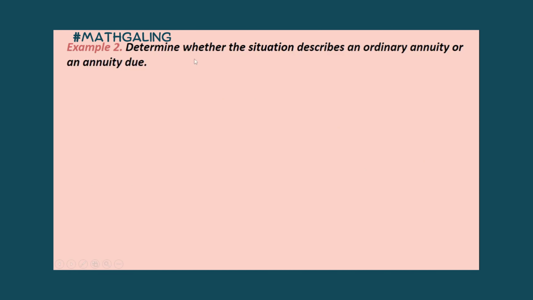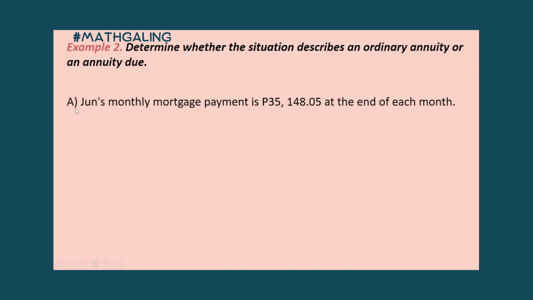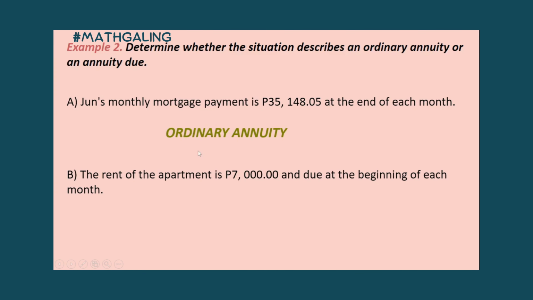Example 2: determine whether the situation describes an ordinary annuity or an annuity due. A. June's monthly mortgage payment is 35,148.05 at the end of each month. It is an ordinary annuity because it is the type of payment that is made at the end of each payment interval. B. The rent of the apartment is 7,000, due at the beginning of each month. It is an annuity due because the payments are made at the beginning of each payment interval.